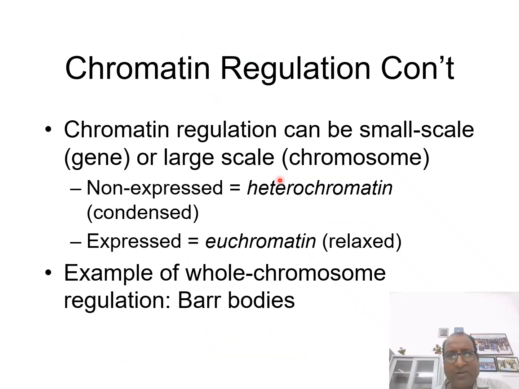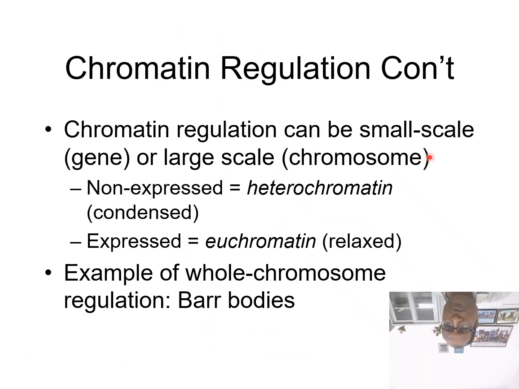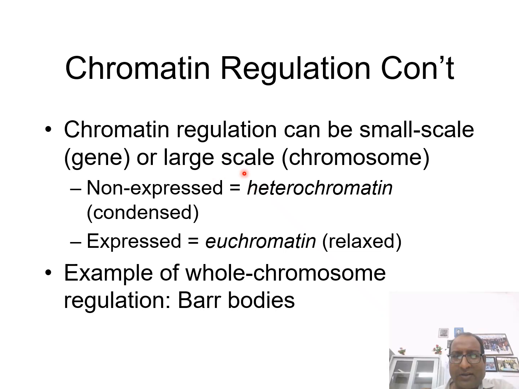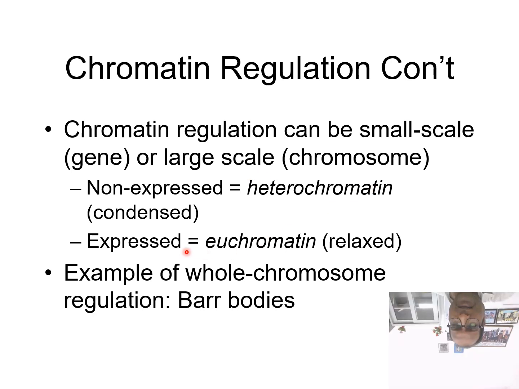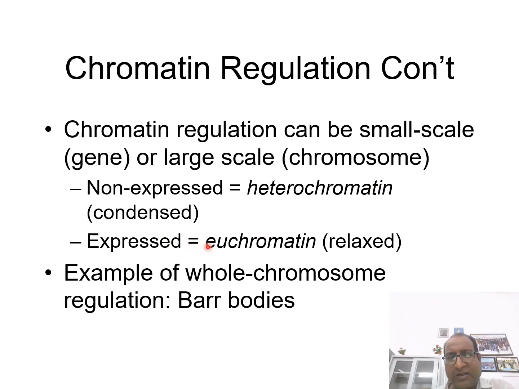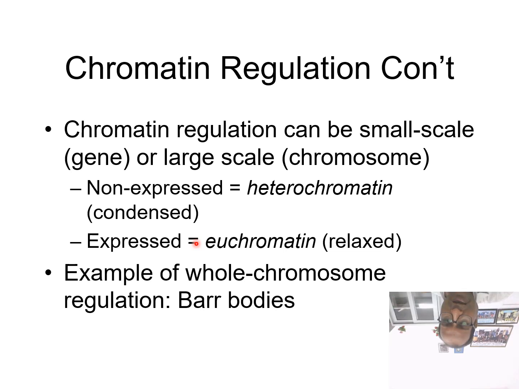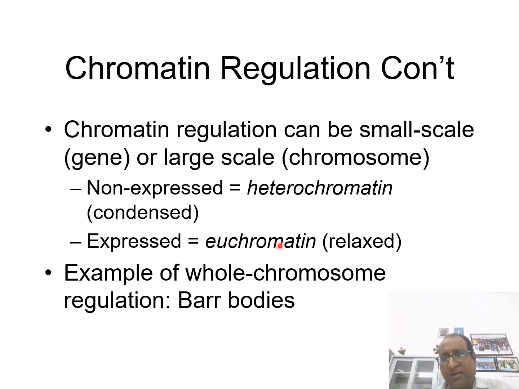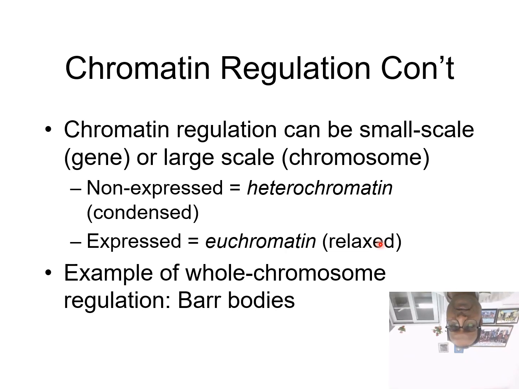So the second one, chromatin regulation, can be of two types, small scale or large scale. In the small scale regulation, only a few parts of the chromosome get condensed or packed tightly. That is known as heterochromatin. And the other part, where the nucleosomes are naked, in that 11 nanometer, 30 nanometer fiber, is called the expressed condition, or euchromatic, or relaxed condition.